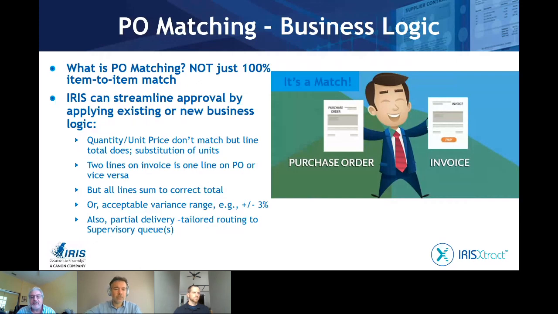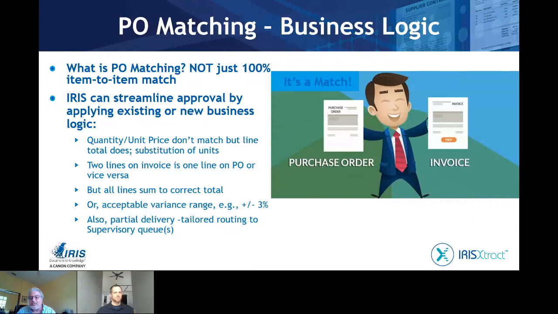Or many companies have a policy for acceptable variances, say within a range, such as plus or minus 3%. So that would still be a match. Partial delivery. For these, we can tailor the routing of the invoice image to a supervisor queue.